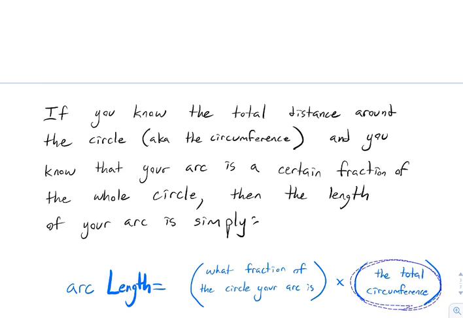So if you know it's 100 feet to walk around a circle, so it's a circumference of exactly 100 feet, and you know you have a 90 degree arc, which is a quarter of the circle, well, a quarter of 100 feet, we would know that arc length is 25 feet, because you have a quarter of a circle, and a quarter of 100 feet is 25 feet.